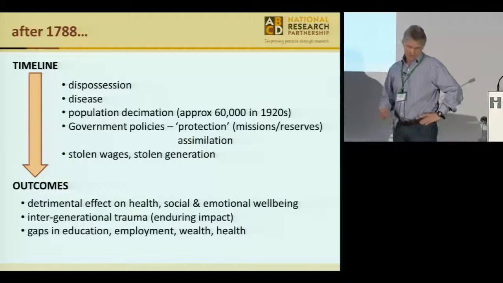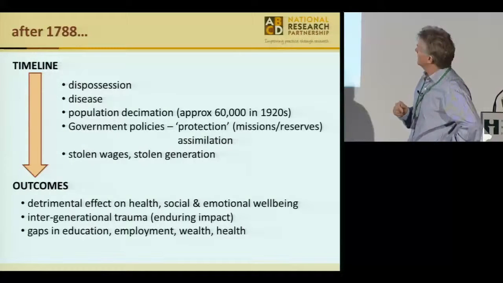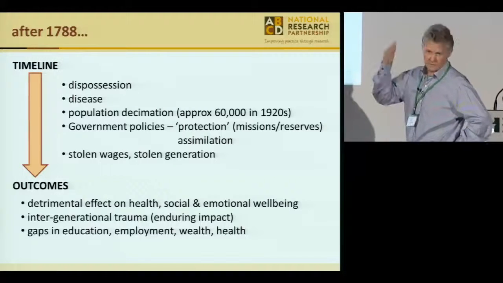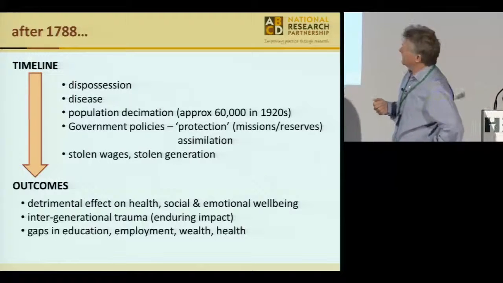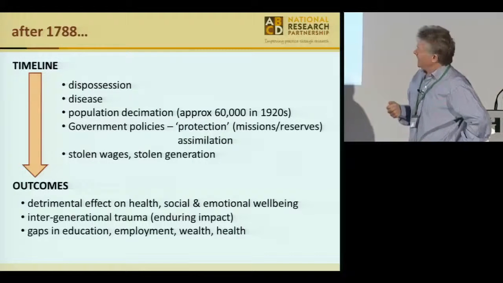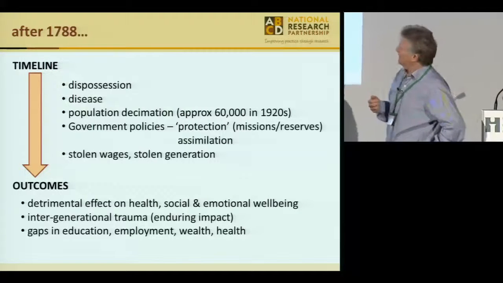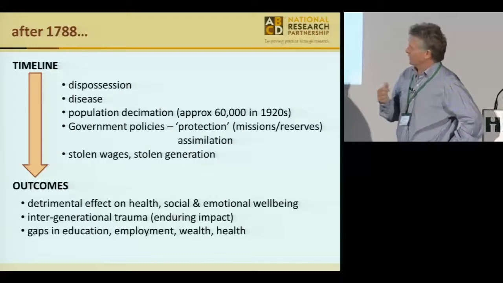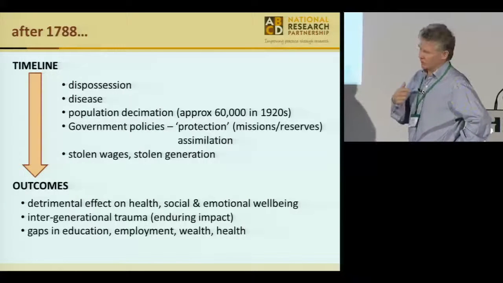Colonisation had a devastating effect on the health of Aboriginal people. We think that in the 1920s, from that estimated 500,000 to 1 million people, the population was down to about 60,000. And the history of government policies has been successive policies of protectionism and assimilation, and programs that have become known as stolen wages and stolen generation.